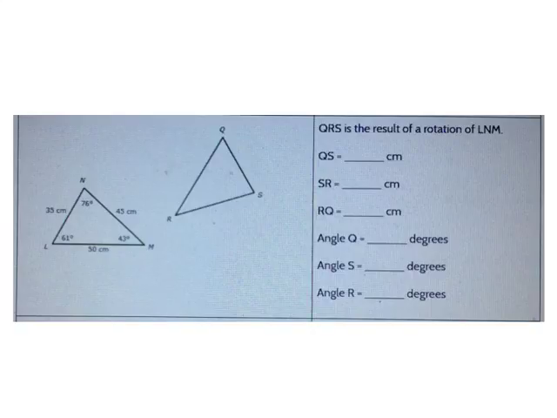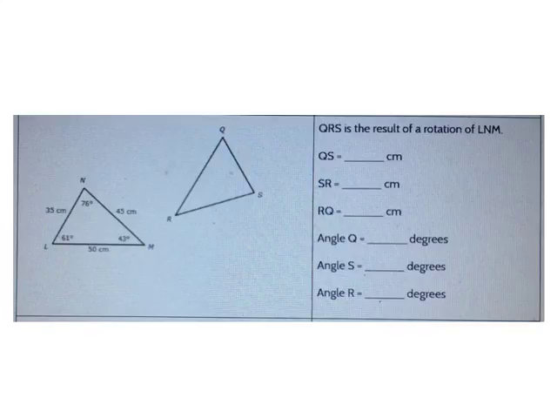QRS is the result of a rotation of LNM. These two figures are congruent. Let's visualize the rotation. If I rotated point N clockwise, it would correspond with point S. Point L would correspond with point Q, and point M corresponds with point R. So, let's fill in some of the missing sides and angles.